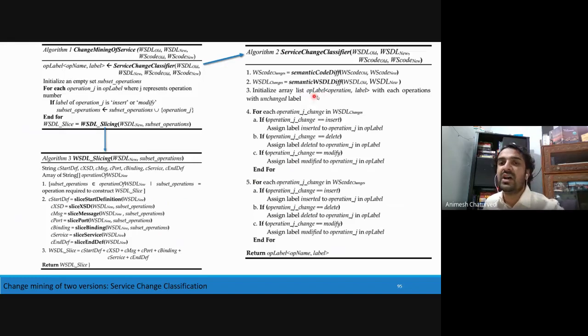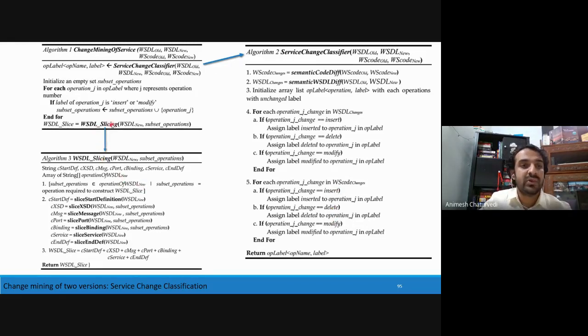Then the array is initialized, and various operation labels are assigned for each operation. Then WSDL changes are recorded for the jth operation, whether it was inserted, deleted, or modified. So this type of labeling we did. After this, web service code change labeling was also done, meaning whether the operation's code changes are inserted, deleted, or modified. This generates the operation label output, which contains the operation name, meaning some procedure or function name, as well as labels: modified, inserted, or deleted.